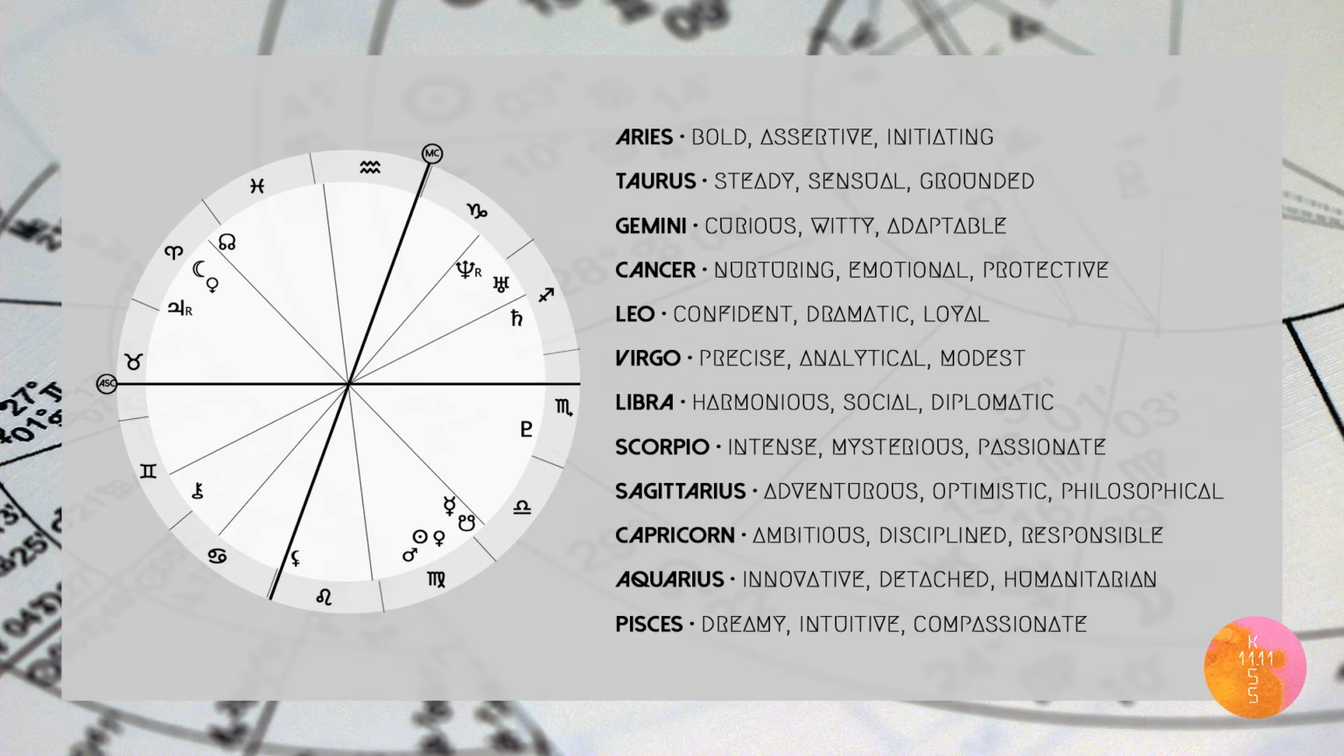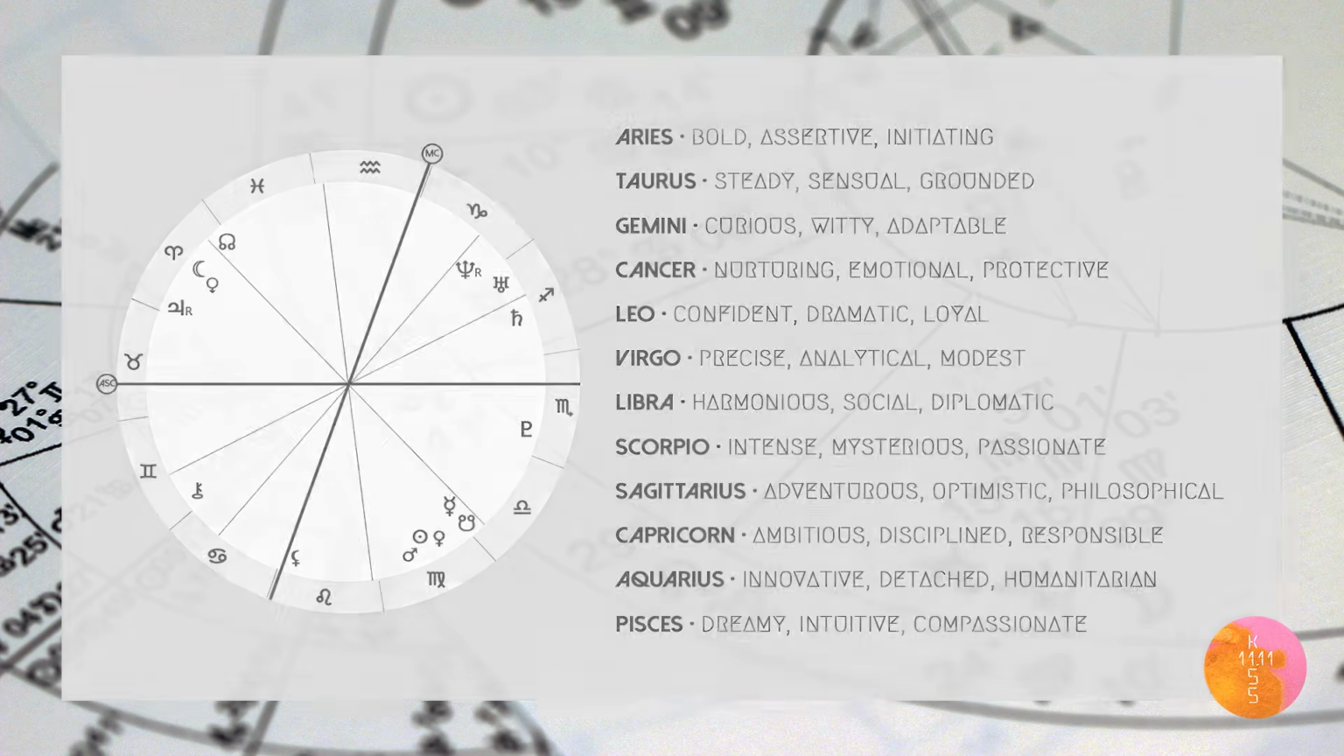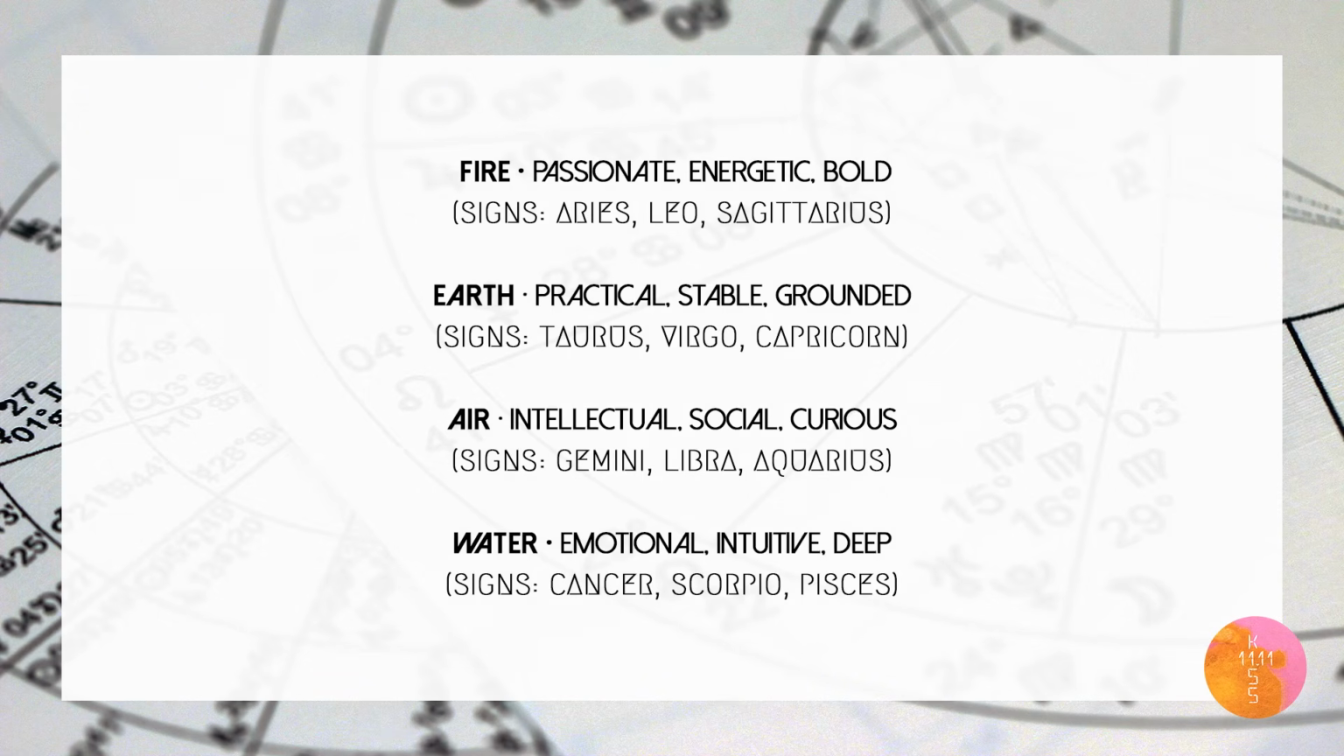All of this can feel like a lot at first, so let's simplify. Instead of memorizing all 12 signs as a list, it helps to group them by element: fire, earth, air, and water. The fire signs are Aries, Leo, and Sagittarius. Fire energy is bold, passionate, and energetic, making these signs the powerhouses of the zodiac. They bring light, warmth, and intensity wherever they go.